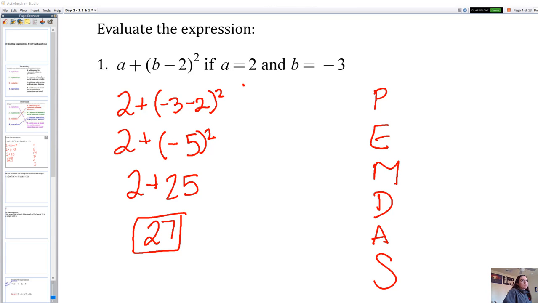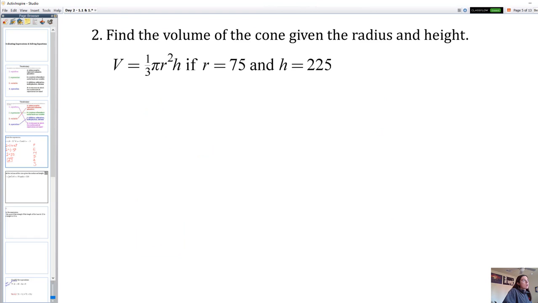Alright, let's look at another example where we're going to evaluate an expression. Here, we need to find the volume of a cone given its radius and height. And I have given you the formula for the volume of a cone. If you don't remember it, it's 1/3 pi r squared h. V for volume, r for radius, h for height. We already know the radius is 75, and we know the height is 225. So just like with the last example, anywhere I see an r, I'm going to put 75. Anywhere I see an h, I'm going to put 225. So let's go ahead and just plug those in where we can.